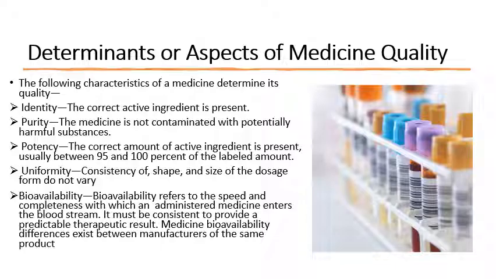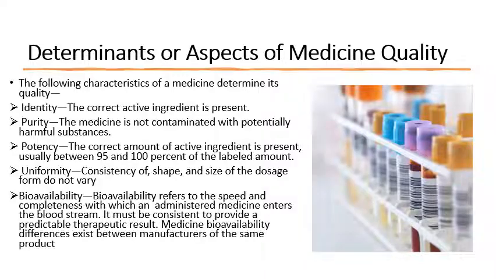Now, the determinant aspects of quality of drug products. There are characteristics of drug products that need to be determined for quality. Number one is identity, that is the correctness of the active ingredients that are present in a product. For a drug product, the active ingredients must be accurate. This is what makes the drug what it is. That is the identity of the drug, and these aspects must be properly assured.